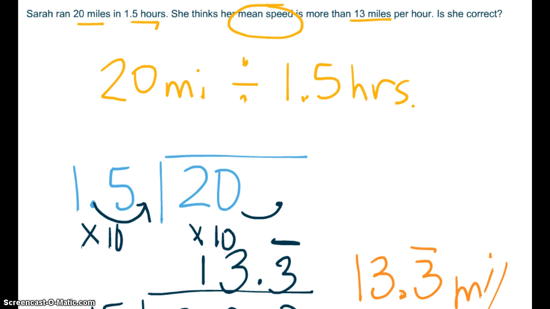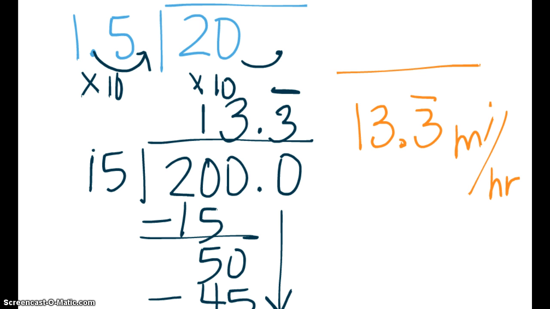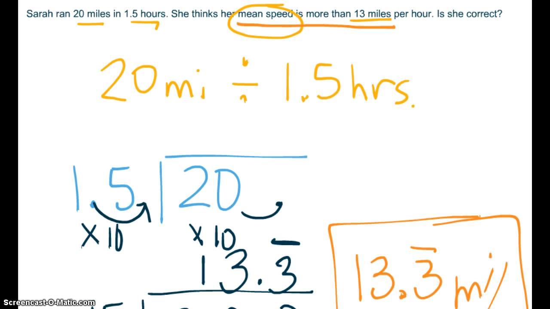But the question was, she thinks that her mean speed is more than 13 miles per hour. Yes, it's 13 3/10 miles per hour. So is she correct? Yes.